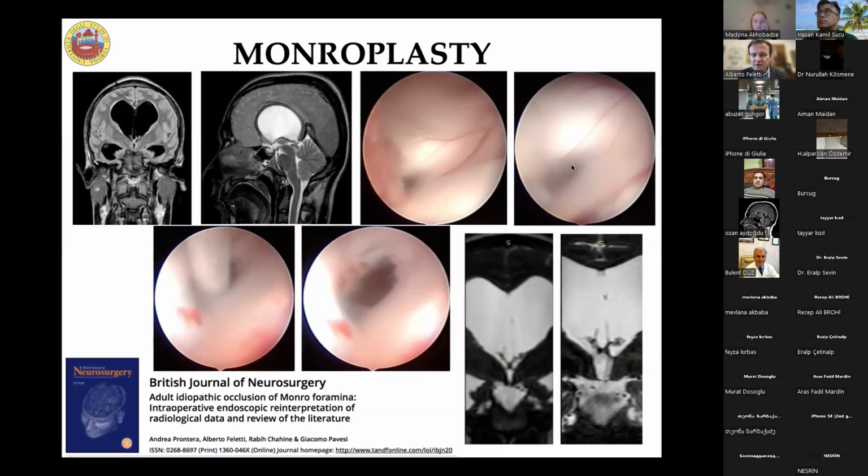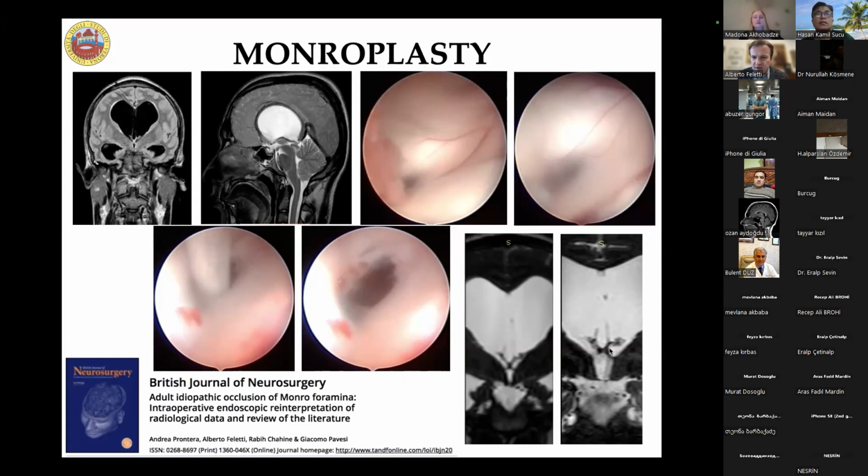These are intraoperative pictures showing there was a membrane occluding the Monroe foramen. And with a flexible or rigid scope, it is quite simple to perforate, to fenestrate this membrane. Of course, we have to be very careful in selecting the fenestration point, because we don't have to forget that here at the anterior medial margin of the Monroe foramen, we have the fornix that must not be damaged.